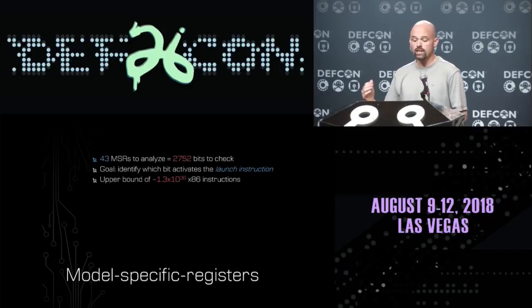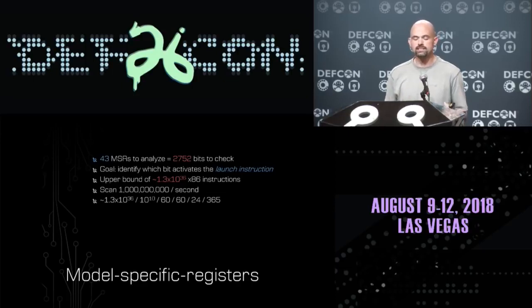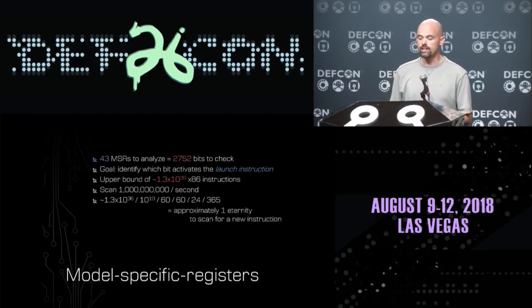So I want to figure out, did one of these MSR bits create a new instruction? But I've got to search through 1.3 undecillion instructions in order to find that new instruction if it appeared at all. Even taking a really optimistic estimate, if we could scan through 1 billion possible x86 instructions every second, you can do some quick Fermi calculations: 1.3 undecillion divided by 1 billion, divided by 60 seconds a minute, divided by 60 minutes an hour, divided by 24 hours a day, divided by 365 days a year, means it's going to take about an eternity to scan that entire instruction set.